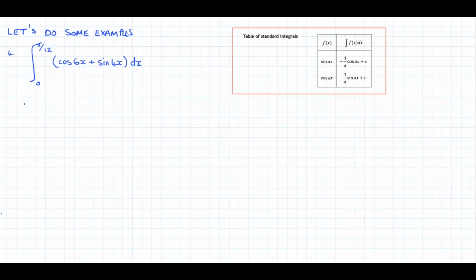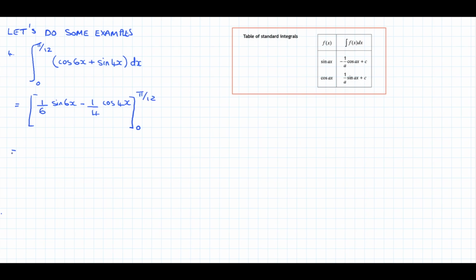Okay, let's do a fourth example, and this time it's a definite integral. We're integrating from 0 to pi by 12, cos 6x plus sine 4x, and we integrate it term by term. So let's do the integration first. Integrating cos 6x, now over here we've got cos ax is 1 upon a sine ax, so that would be 1 upon 6 sine 6x. And then integrating sine 4x, that would be negative 1 upon 4 cos 4x. And we are integrating, the limits are from 0 to pi by 12.